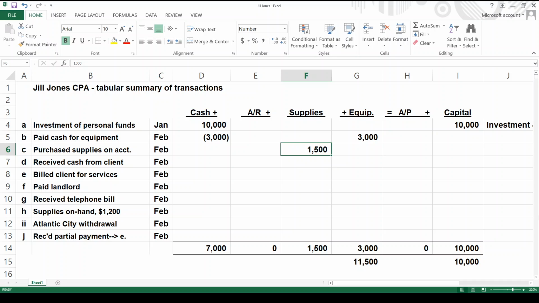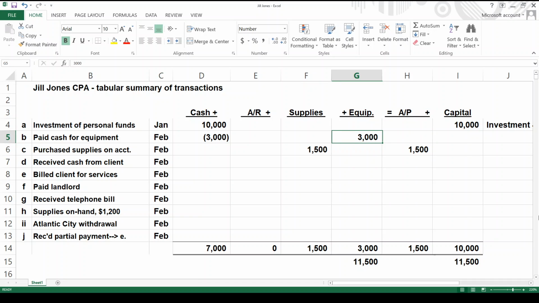And what else? Well, she's not paying right now. She's going to pay later. So when you purchase supplies or any other asset, or a service is rendered for you, and you don't pay immediately, you owe the money. It's an informal credit transaction. Your accounts payable goes up.